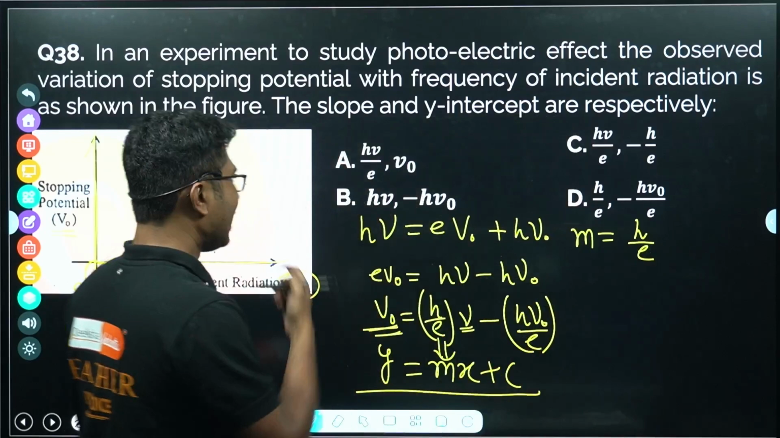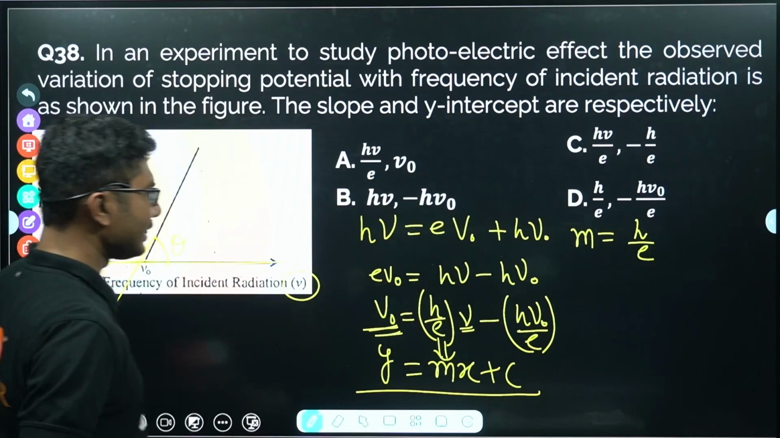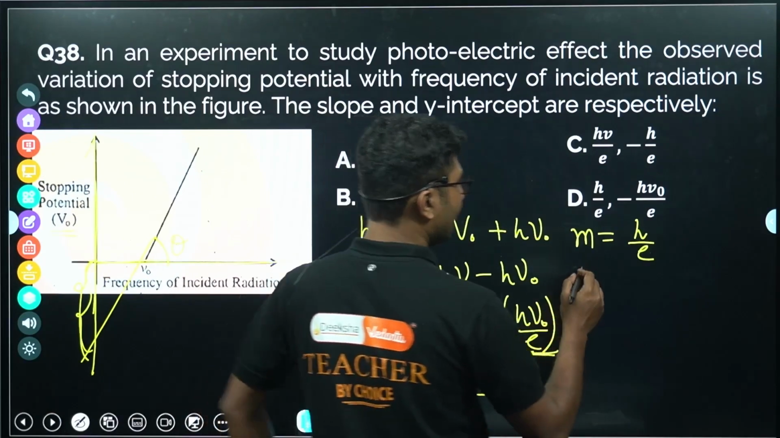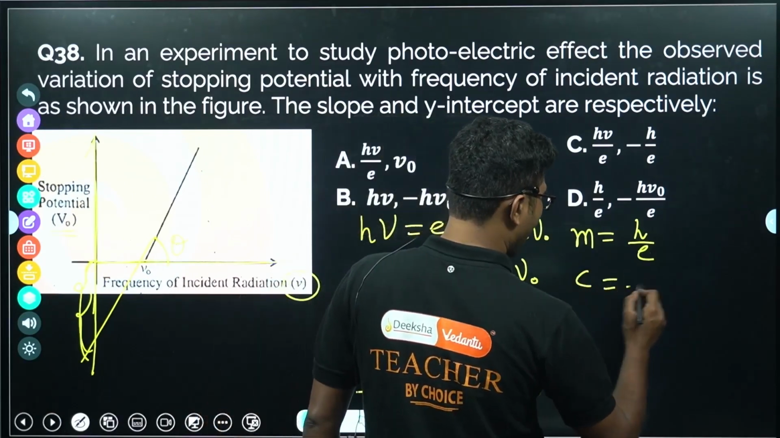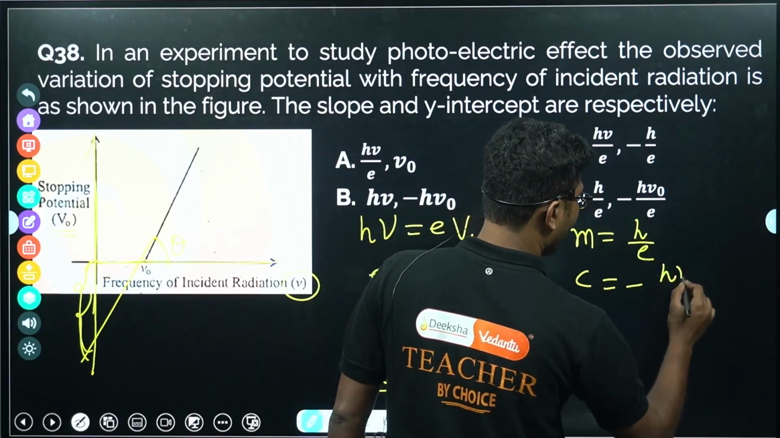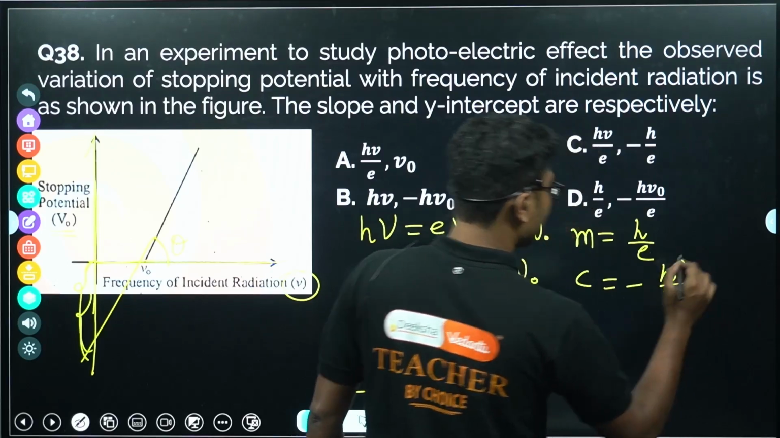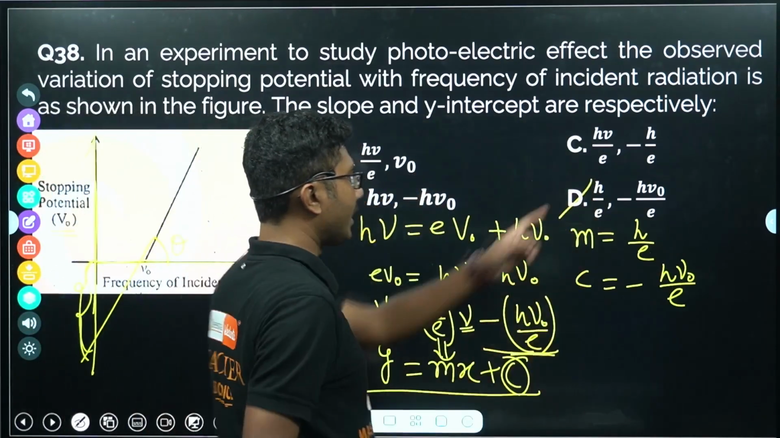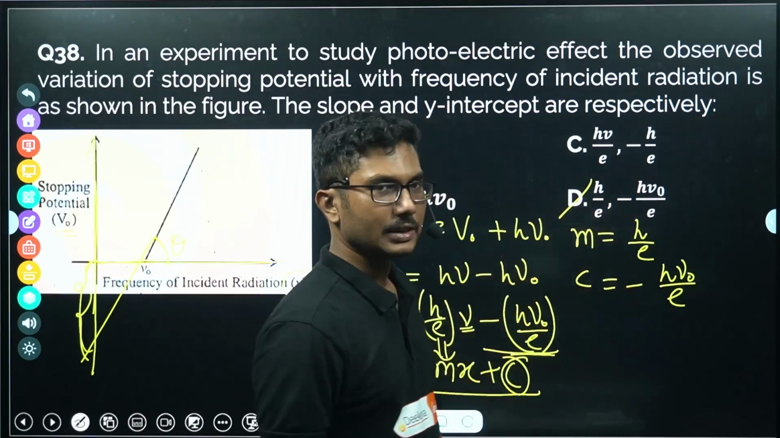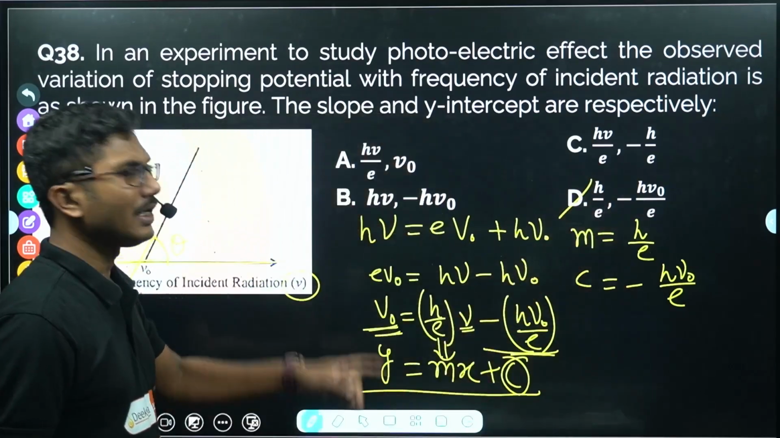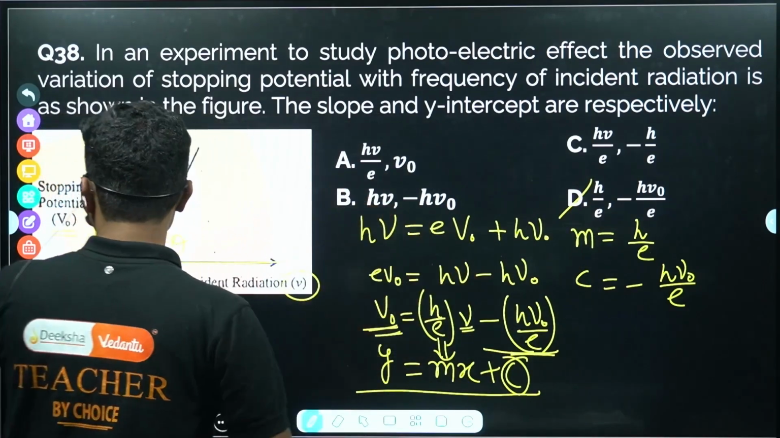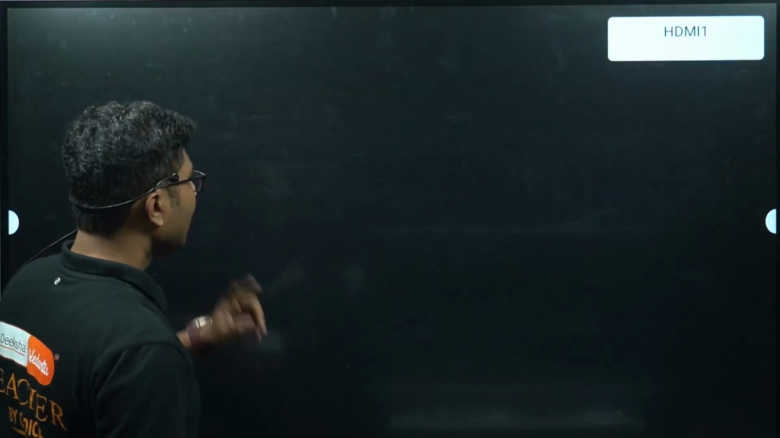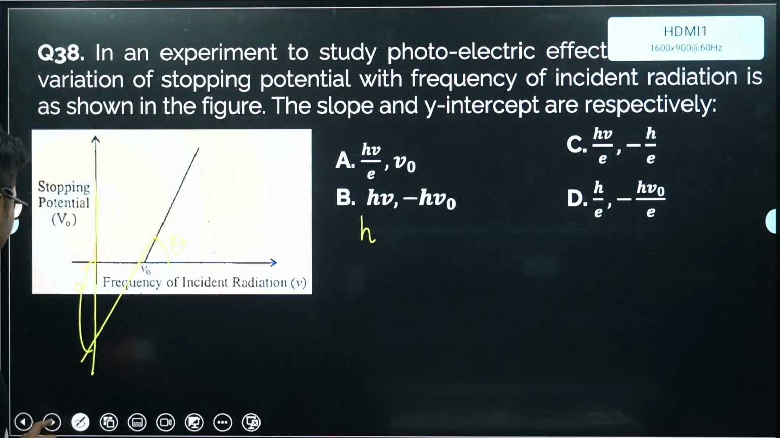And this is the intercept. The intercept is basically this c. What is the intercept? You have to take the sign as well. So the intercept c is minus h nu 0 by e. From the given options, this one is correct: h by e and minus h nu 0 by e. You just have to rearrange the equation so that you can write the answer. Nothing much, no rocket science, very simple.